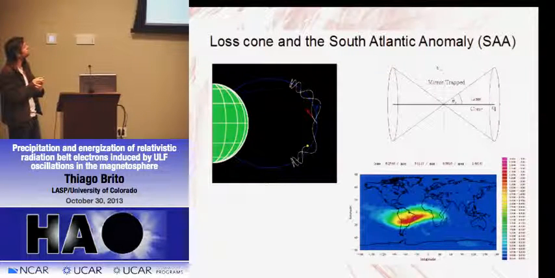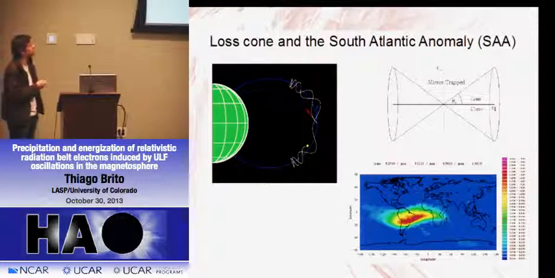And so the loss cone threshold is typically around 5 degrees. So if a particle has a pitch angle smaller than 5, it's usually lost, and if it's trapped, then it's outside of the loss cone.